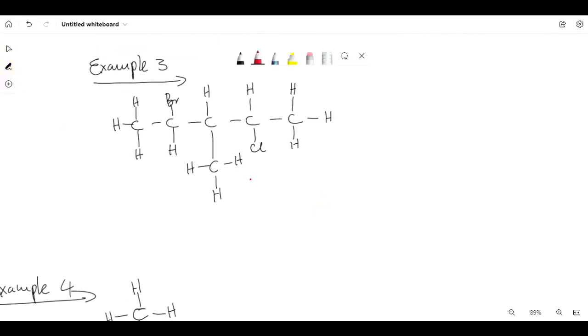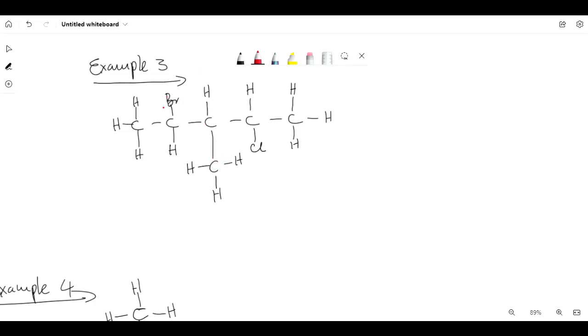You can try this one before we do it and see what you get. Okay, so now this one we're gonna do it a bit quicker. As you can see here, we have a methyl group in the middle. This is a 5 carbon chain, so we have a methyl in the middle.